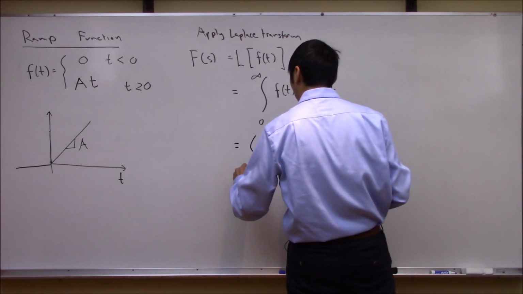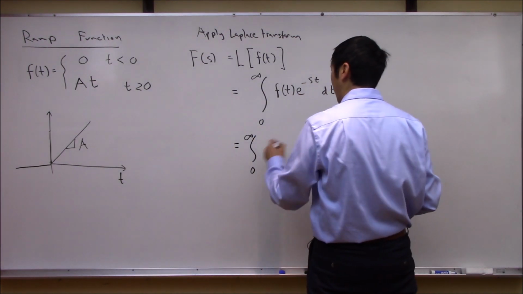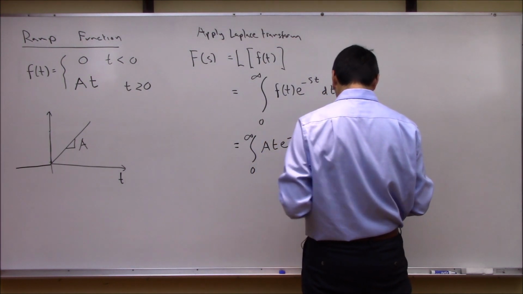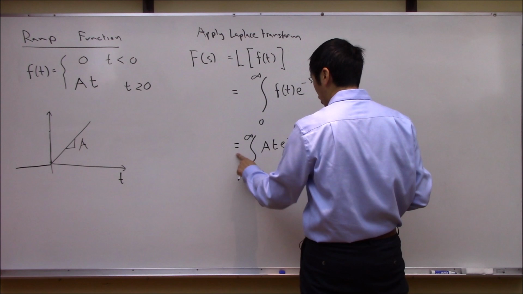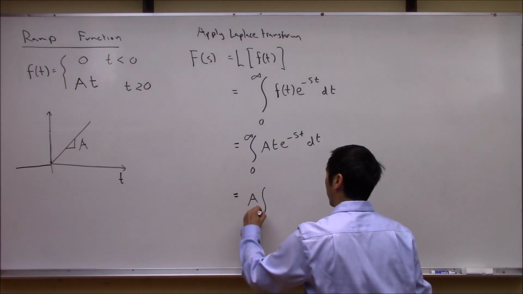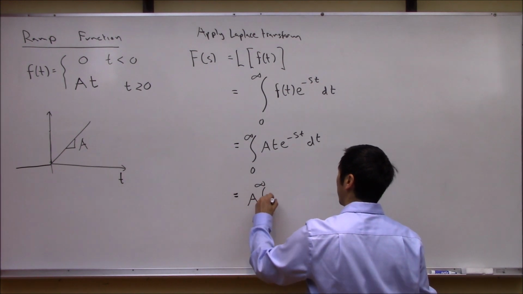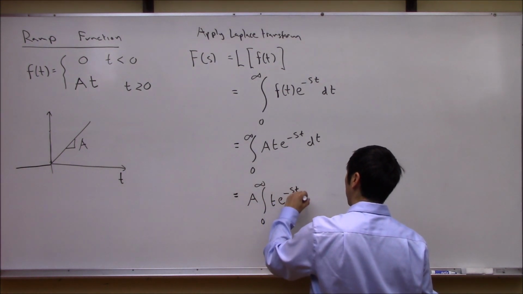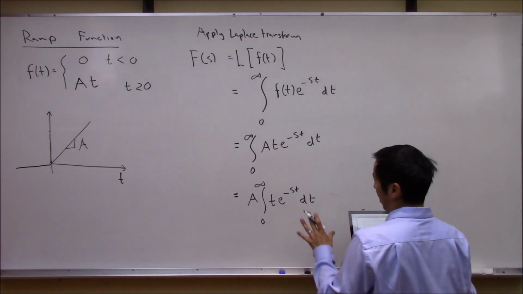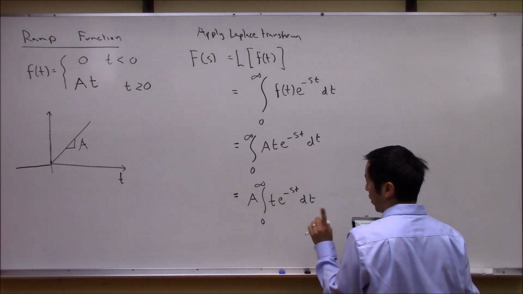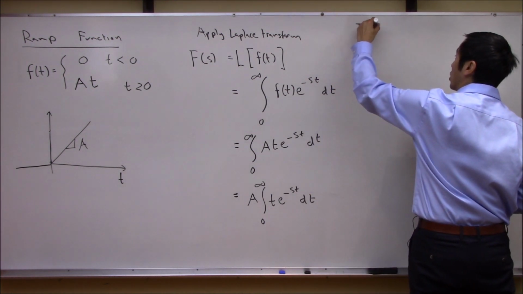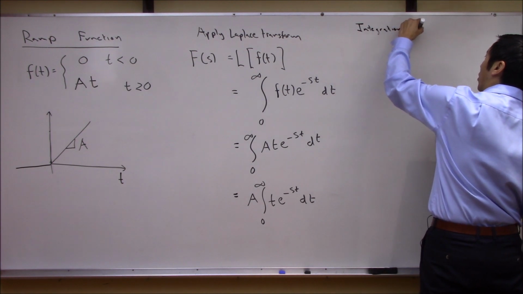Okay, here we go. Integral from 0 to infinity of the function, which is at, times e to the minus st dt. Again, a is not a function of t, so let's pop it out of the integral. I can write this now as a times the integral from 0 to infinity of t e to the minus st dt. At this point, we are a little stuck until we remember our integration by parts. So let's do integration by parts.